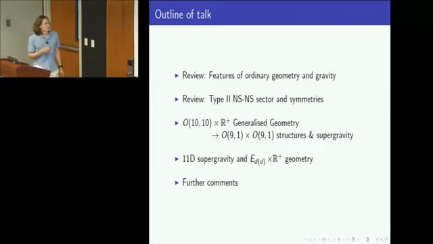So the outline of the talk is, first I'll talk about some features of ordinary geometry and gravity in a way that will directly generalize to this other construction. Then I'll review some things about type 2 supergravity and its symmetries, and go on to geometrize it with O(10,10) times R plus generalized geometry. Then I'll talk about how you do the same thing for 11-dimensional supergravity with an exceptional generalized geometry, and make some further comments at the end.